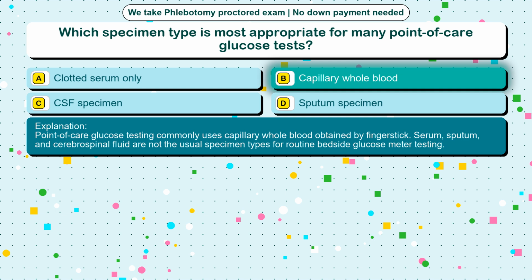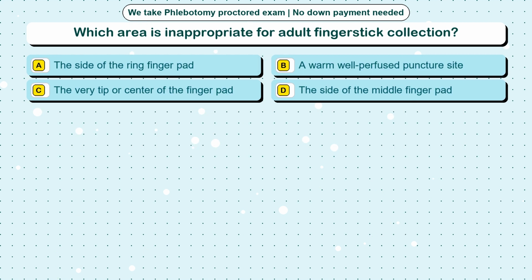Point-of-care glucose testing commonly uses capillary whole blood obtained by fingerstick. Serum, sputum, and cerebrospinal fluid are not the usual specimen types for routine bedside glucose meter testing. Question 53. Which area is inappropriate for adult fingerstick collection? Option A, the side of the ring finger pad. Option B, a warm well-perfused puncture site. Option C, the very tip or center of the finger pad.